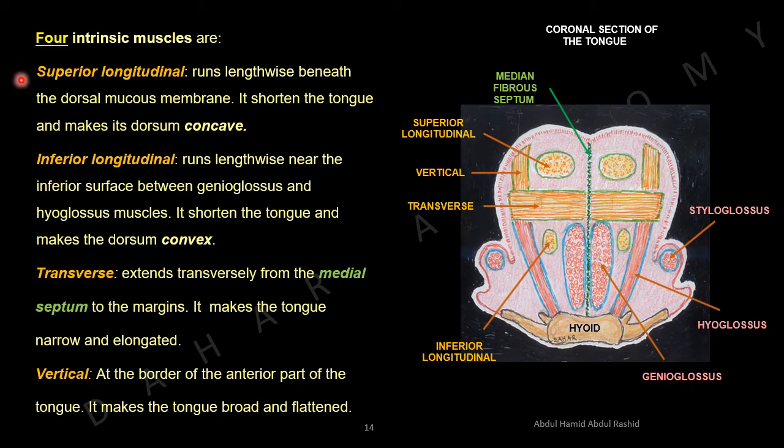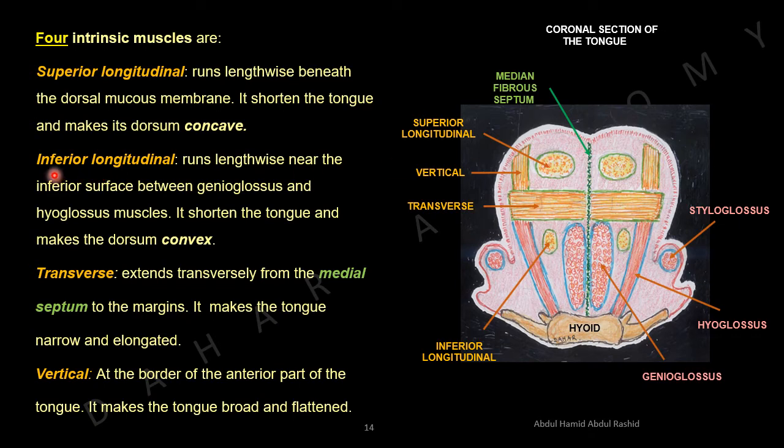The first is superior longitudinal muscle. It runs lengthwise beneath the dorsal mucous membrane. This is the one, superior longitudinal muscle. It shortens the tongue and makes its dorsum concave.